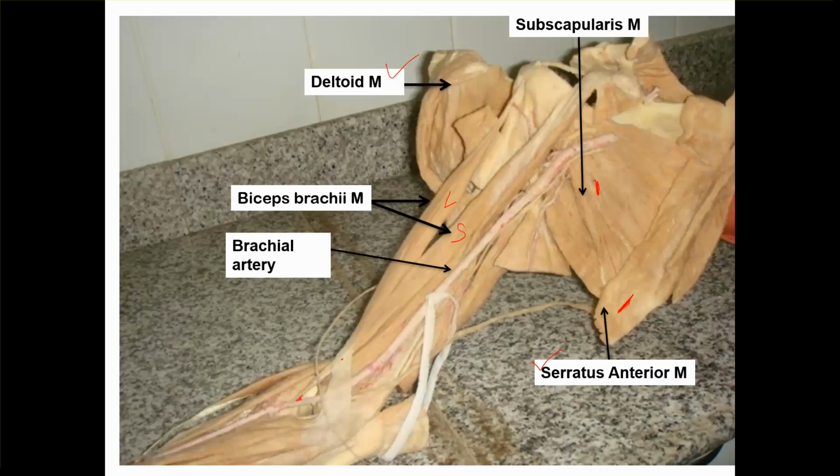Then you can also see the artery over here. This is the brachial artery. At this level it is called the brachial artery; higher up it is called the axillary artery. The axillary artery is divided into three parts by the pectoralis minor muscle: the upper part, or first part, the second part which is behind the pectoralis minor, and the third part below the pectoralis minor muscle.